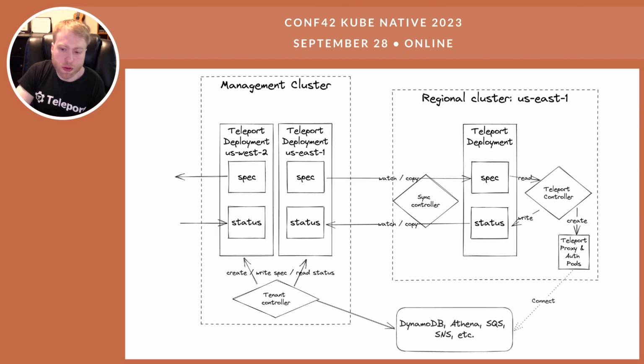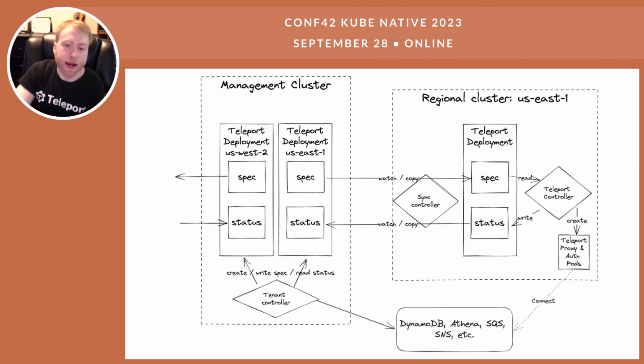And so for teleport, here's the teleport specific version of what this architecture looks like. We have Sync Controller running in the regional cluster. It's copying the teleport deployment spec into the regional cluster for management, and it's being reconciled by the teleport controller that creates the auth server and proxy pods, and then any changes to the status are sent back to the management cluster. And then in the management cluster, we have a tenant controller that's doing any centralized work, so it creates the DynamoDB tables or Athena resources for audit logging, all of those things that are shared. And then it creates a selection of teleport deployment resources that configure each region.